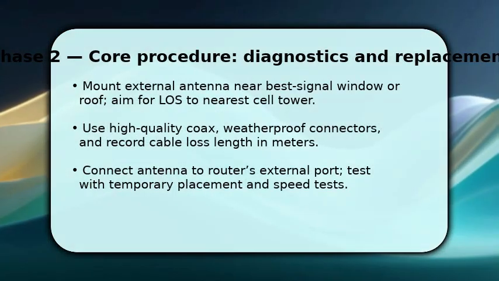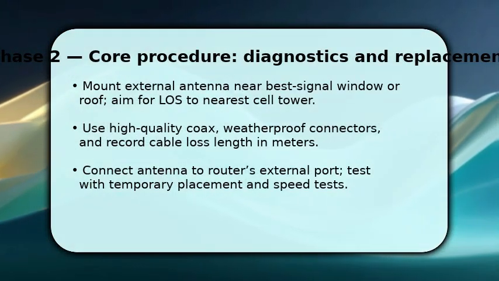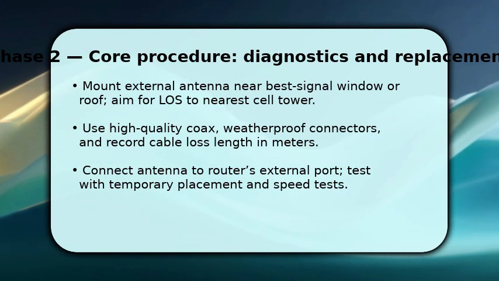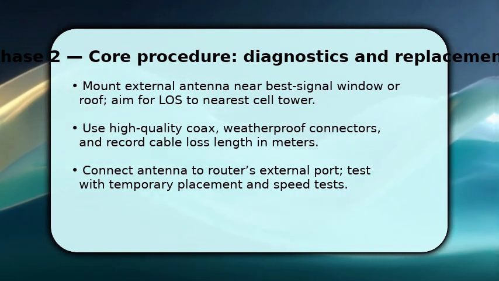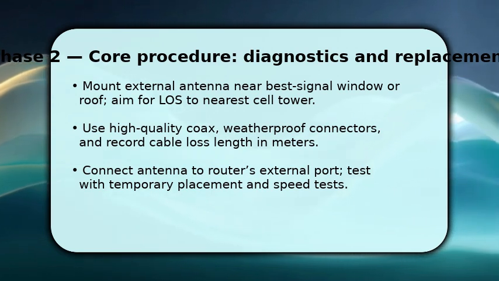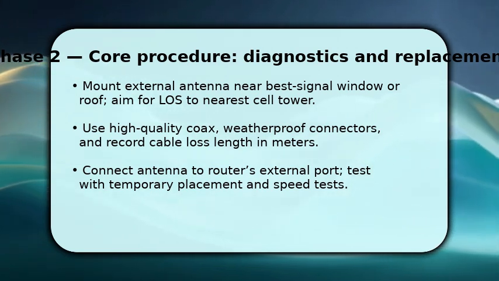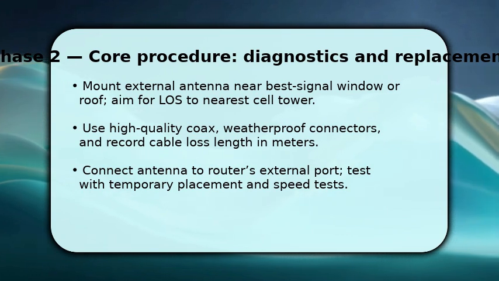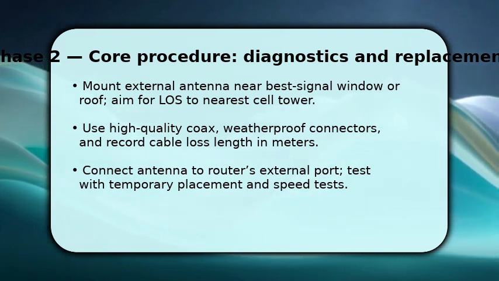You want line of sight or the clearest path to the tower, so test near windows and higher elevations. Use a quality external antenna and low-loss coaxial cable. Make sure connectors are tight and weatherproofed. Cable length matters, so measure loss in meters to choose the right model.